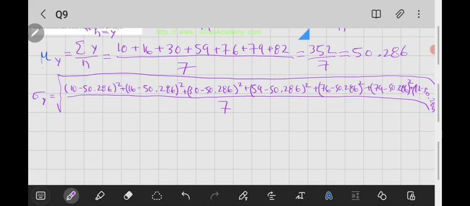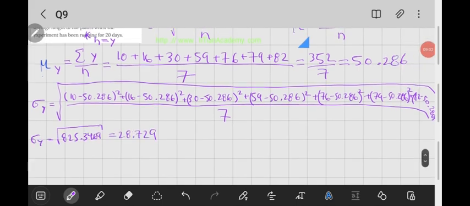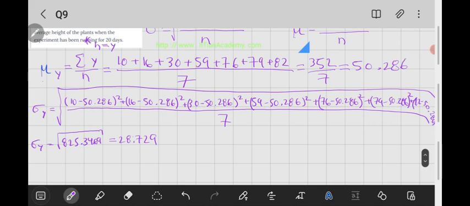and then when we calculate this value, we should find that it comes out to be the square root of 825.3469, which then comes out to be 28.729 after we round up.